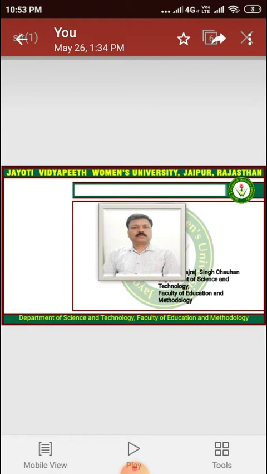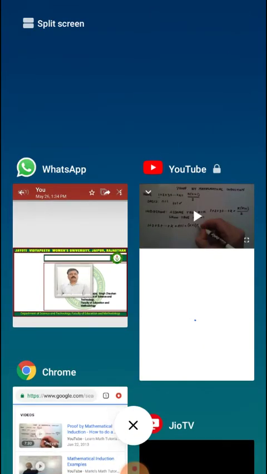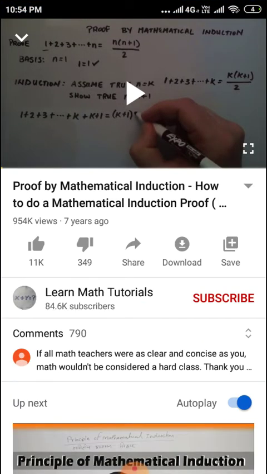Course name: Pedagogy of Mathematics, and the session for today is the Induction Method. Numerical problem on the mathematical induction method. So the problem is given here.